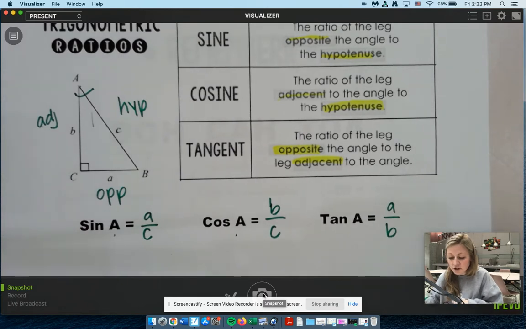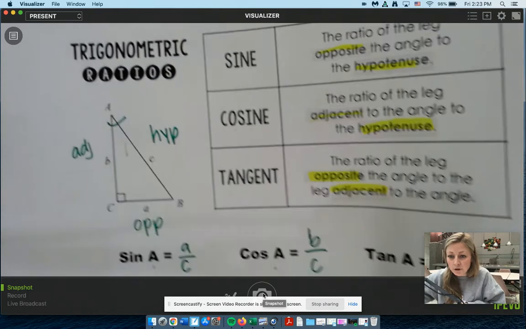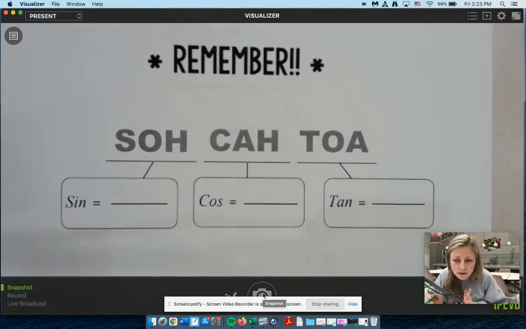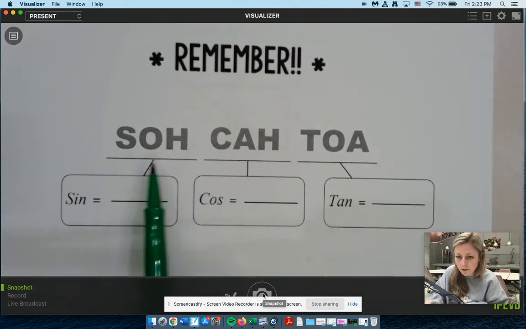So we actually have a mnemonic device to help us remember what goes with what. You've probably heard someone say it before. It's kind of like the Pythagorean theorem, things that you will remember from high school math, like a squared plus b squared equals c squared. SOHCAHTOA is also one of those things that you won't forget. So SOHCAHTOA is right here.